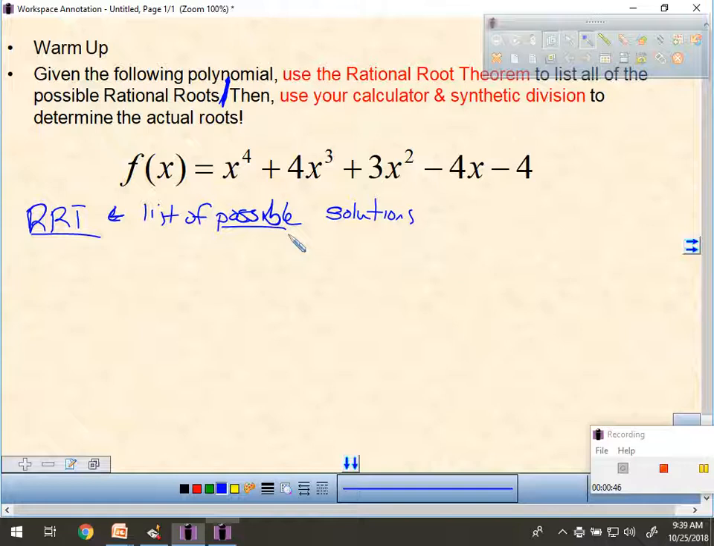Now, in reality, guys, because of the calculator, we're going to use our calculator to help us get some of our answers. But again, when you go off to a major university, most of those schools will not let you use a graphing calculator. So that's why we have to use the rational root theorem to help us get a list of possible solutions. But before we do that, I just want to go back and look at this polynomial.